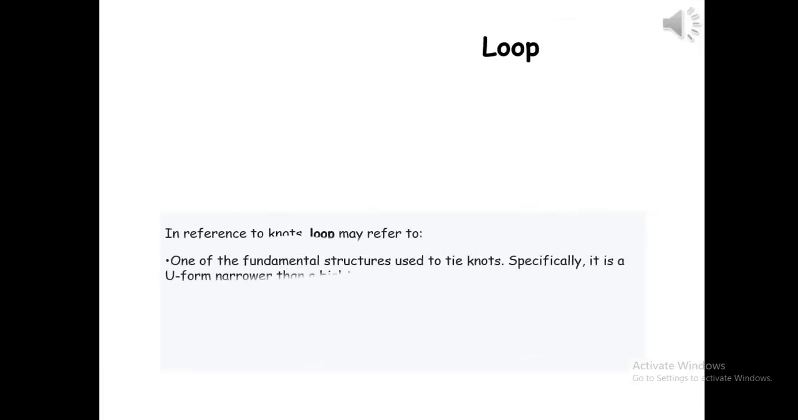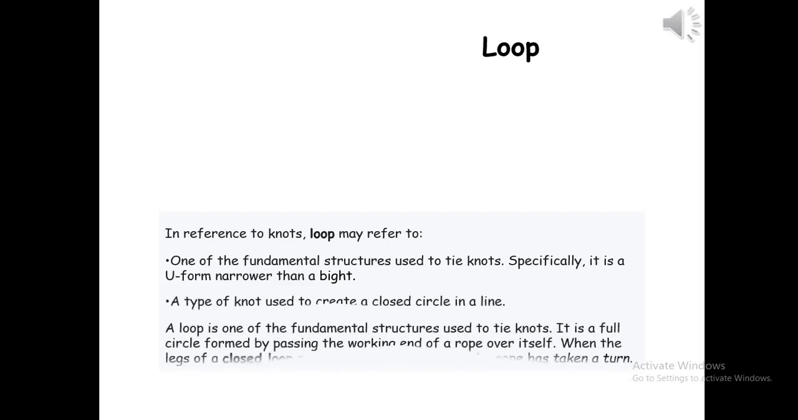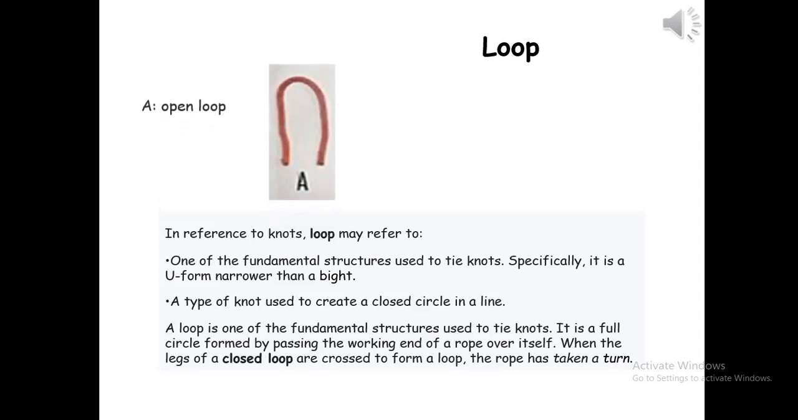In reference to knots, loop may refer to one of the fundamental structures used to tie knots. Specifically, it is a U-form narrower than a bight. A type of knot used to create a closed circle in a line. A loop is one of the fundamental structures used to tie knots. It is a full circle formed by passing the working end of a rope over itself. When the legs of a closed loop are crossed to form a loop, the rope has taken a turn.